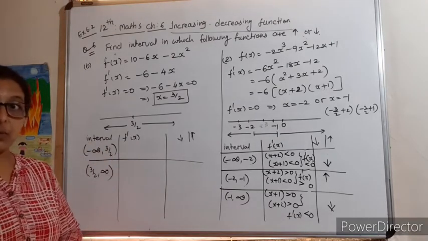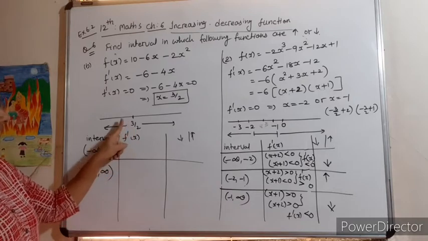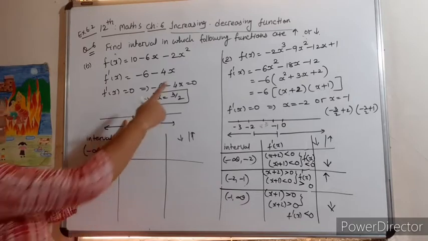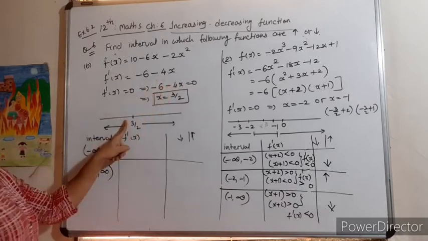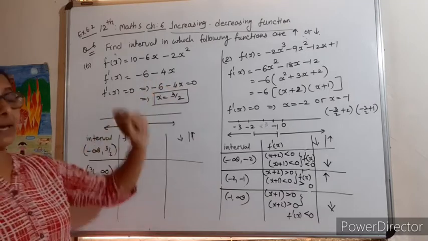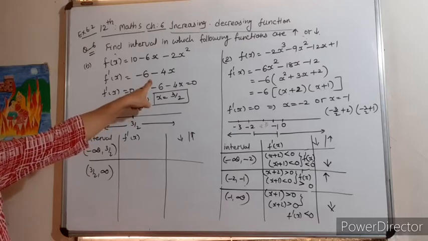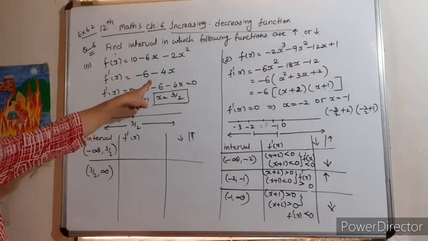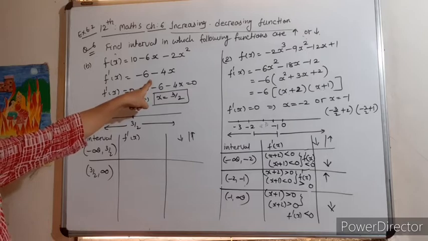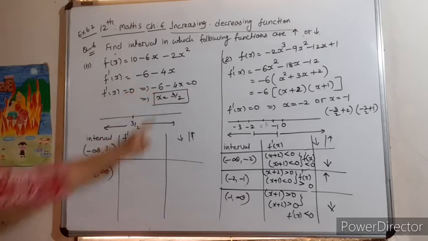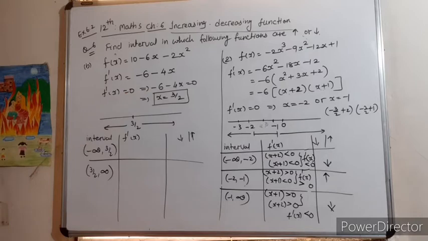Now we have this minus infinity to 3 by 2. 3 by 2 is 1.5. Yeah, so we can take 1. If you take it here 1, then what is it? Minus 6 minus 4. Yes, f dash x is less than 0. Yes or no? Tell me. Yes. Okay. So that in this interval f dash x is less than 0 or positive. Positive or negative? Tell me. What is it? Find out.